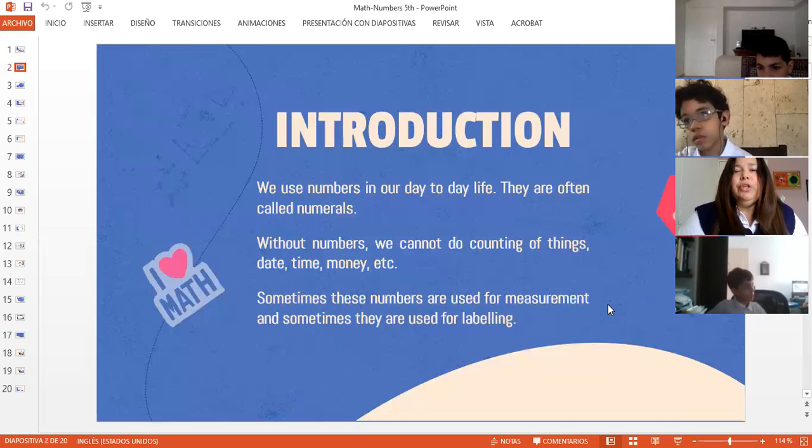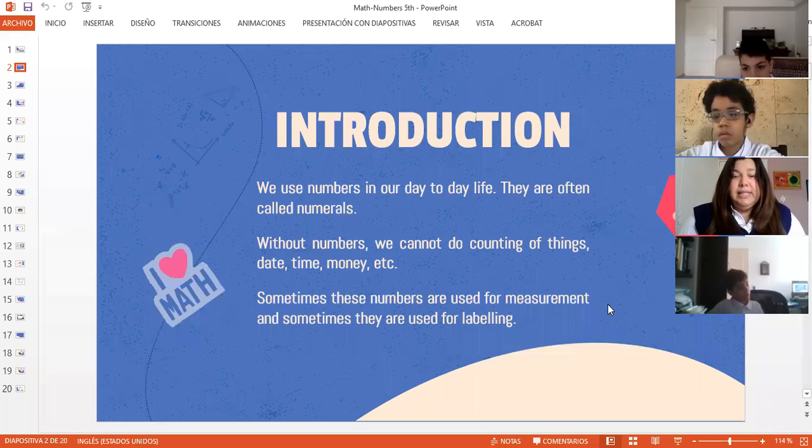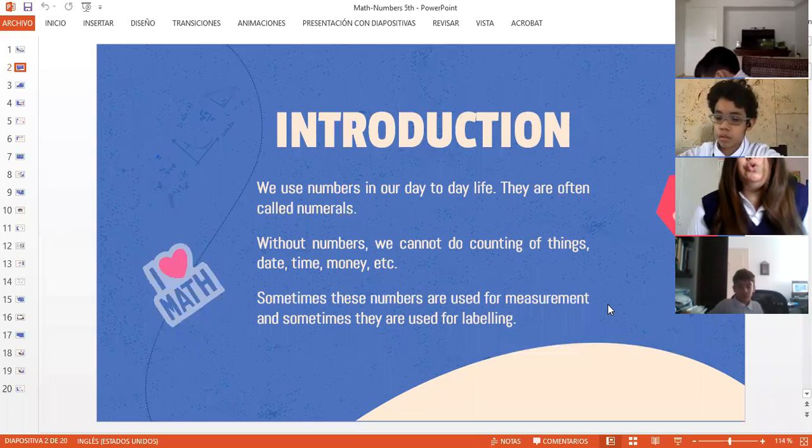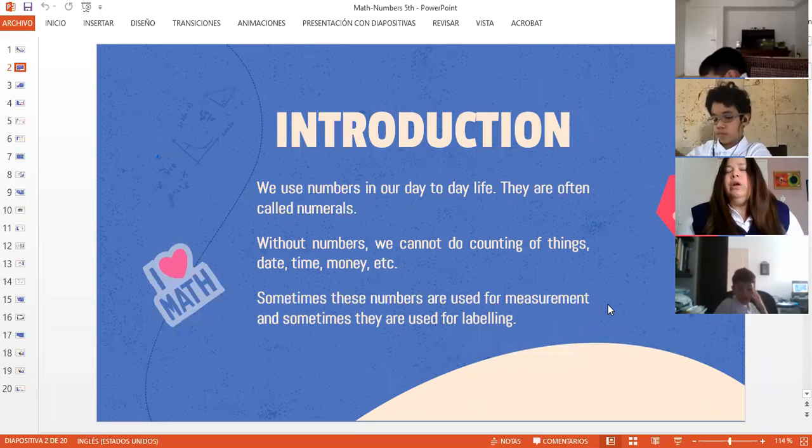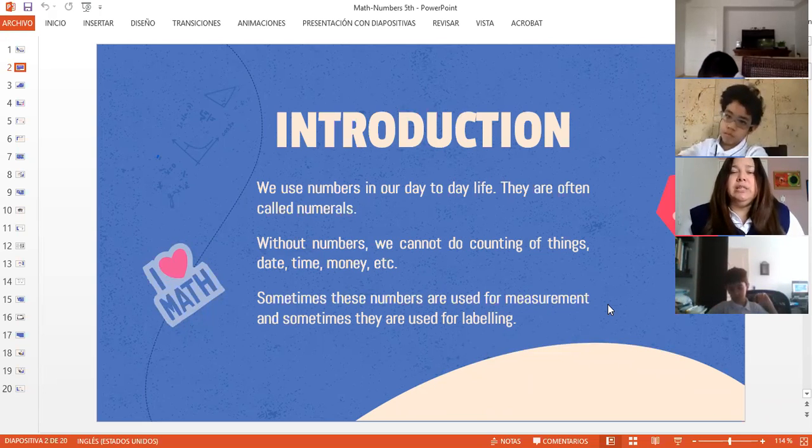Okay, so numbers are very important for everybody. We use numbers in our day-to-day life. Everywhere we go, we use numbers. People sometimes don't like math and they say, why am I going to study that if I'm not going to become an engineer or a mathematician? But it's important, okay? If you go to the grocery store or to the supermarket, you need numbers, okay? So they're called numerals. And without numbers, we cannot do counting.